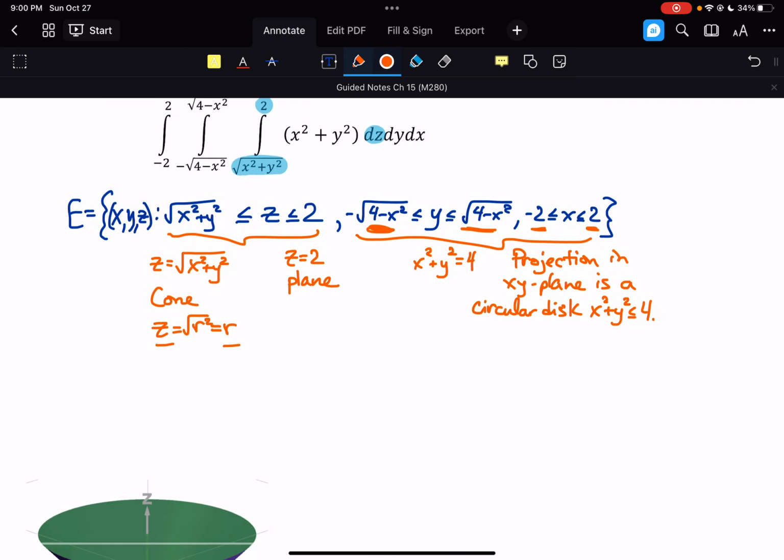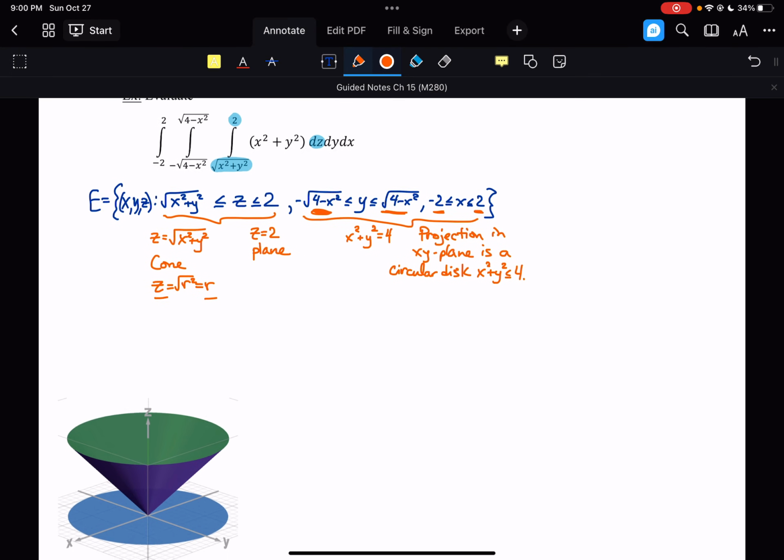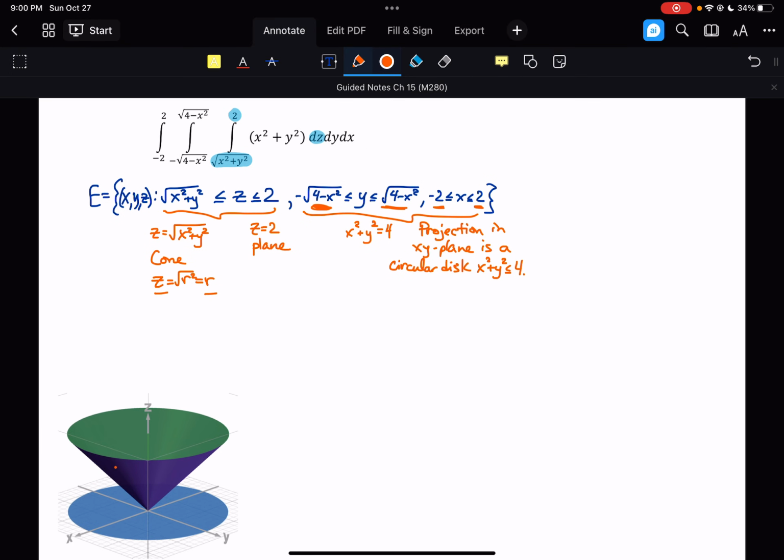So I have the diagram right here. Okay, so here's our cone, here's our plane, and we are looking at the region between the two of them, so the region that's bounded in here, and then our projection down here on that circular disk.